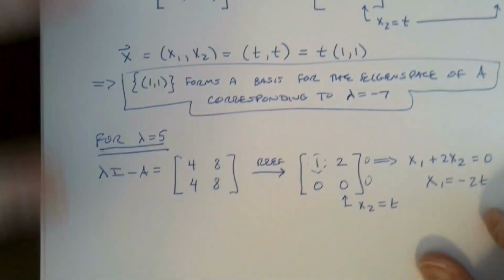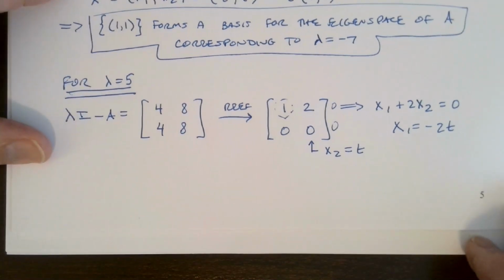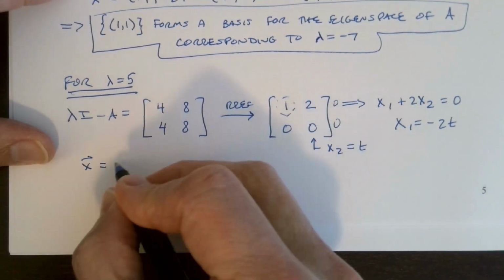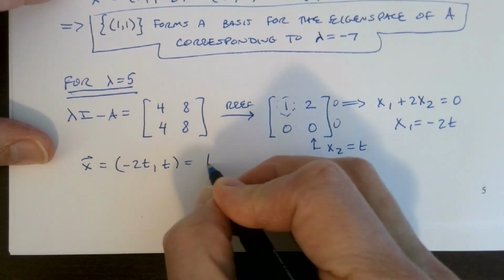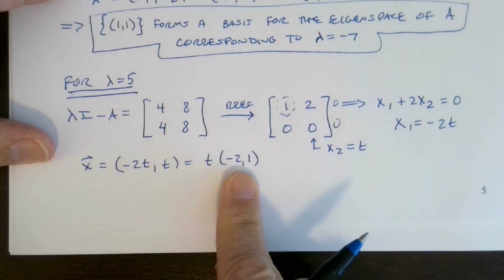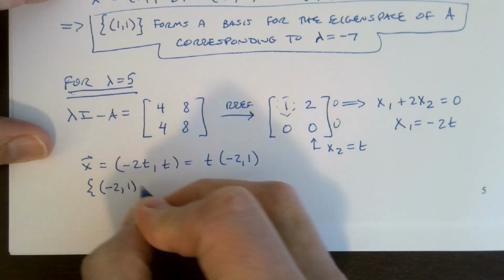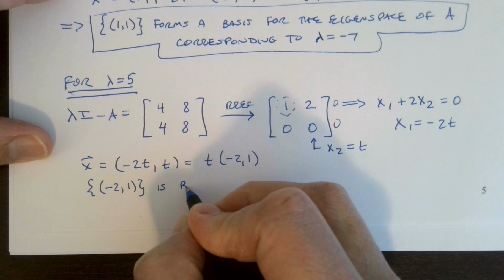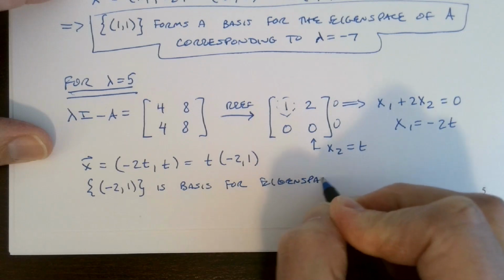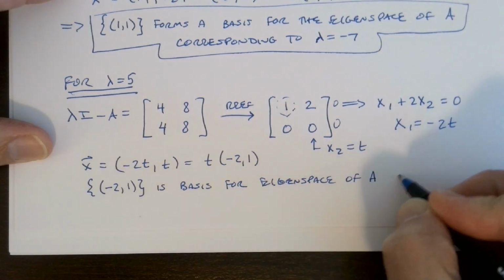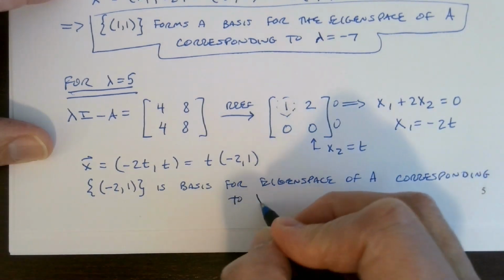And so what do we get for our vector x? It is x1, which is negative 2t, x2, which is t, or t times the vector negative 2, 1. So this vector forms a basis for lambda equal 5.